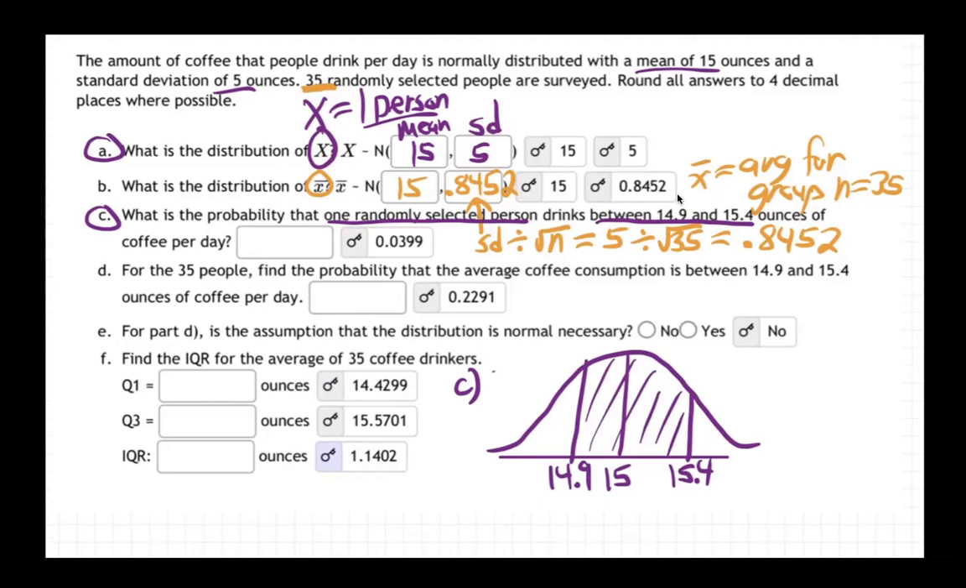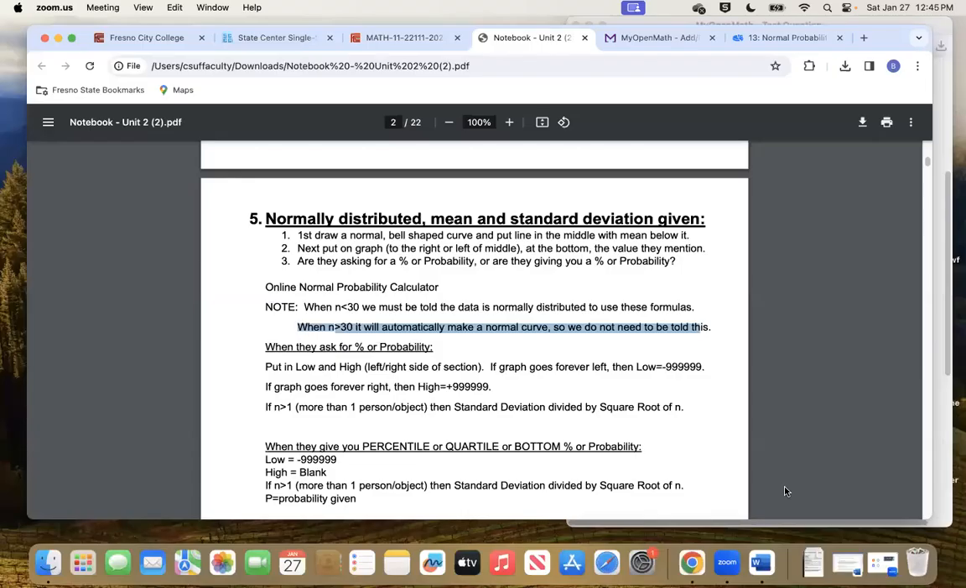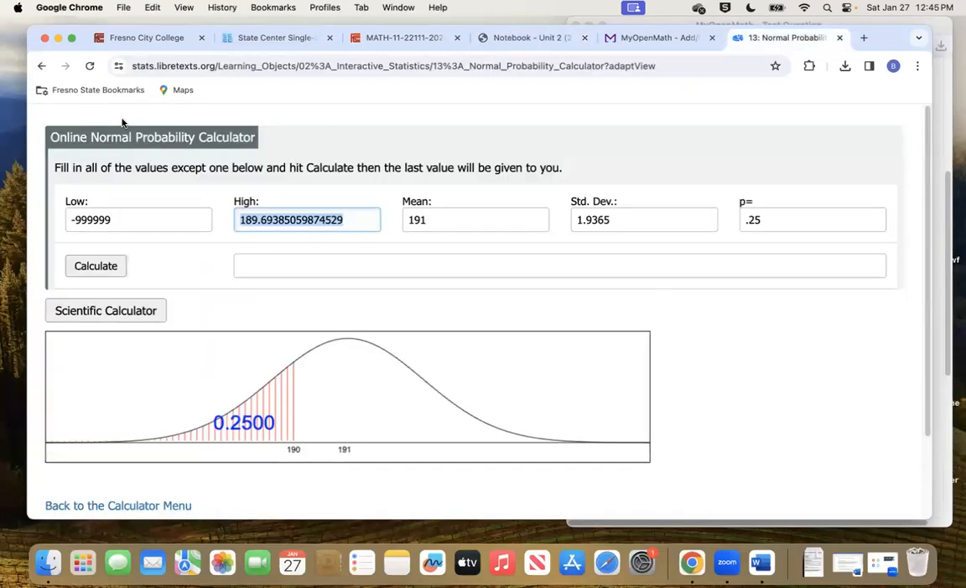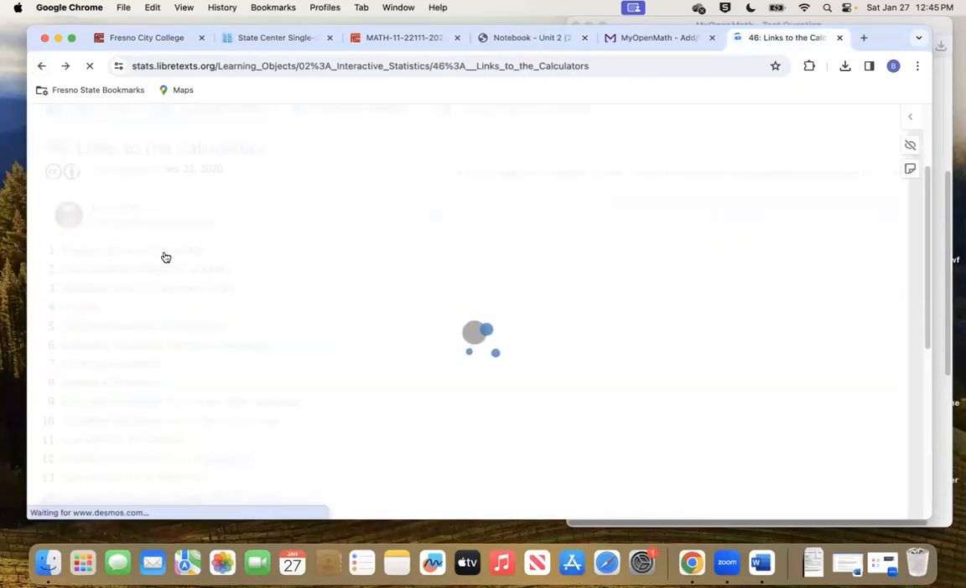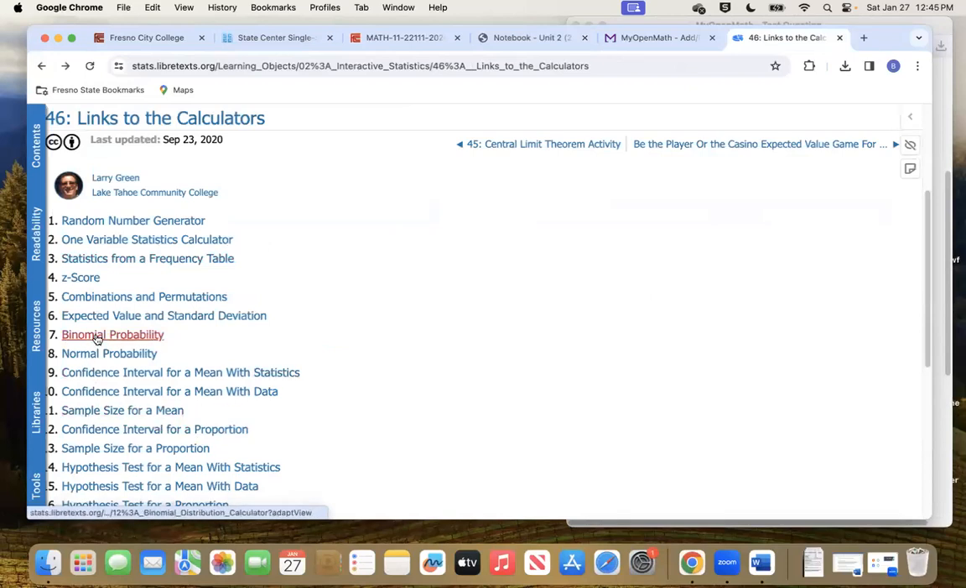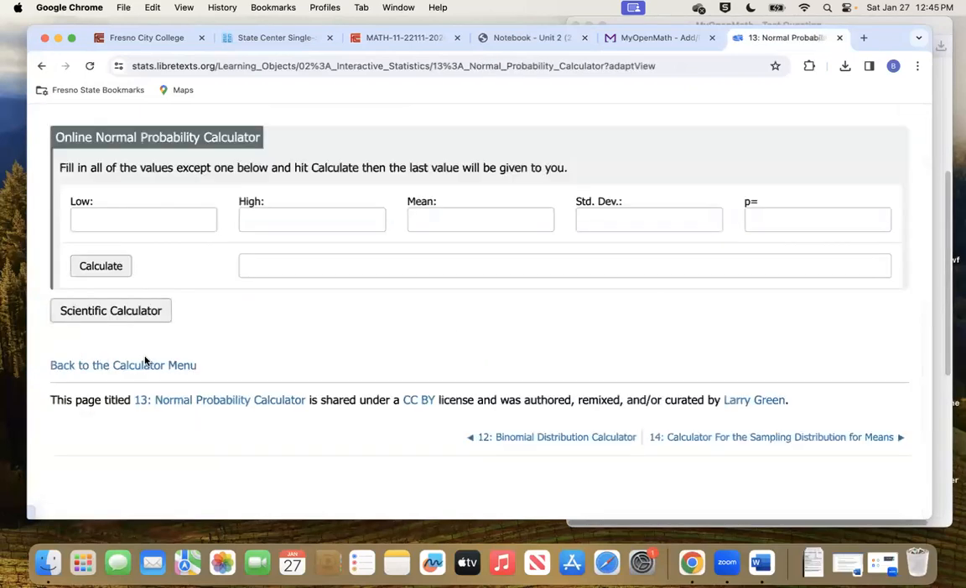What's the chance? So this is the low number, this is the high number. And we're just doing this for one person. So we go to the online calculator. Let me just go back to the start. So you choose the online calculator, you go to the normal distribution, number 8, normal probability.